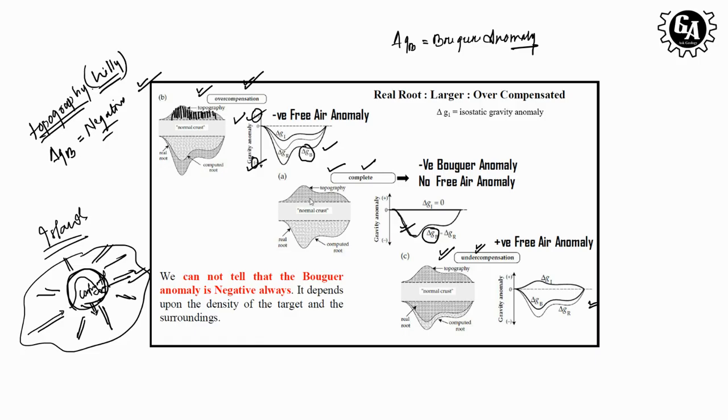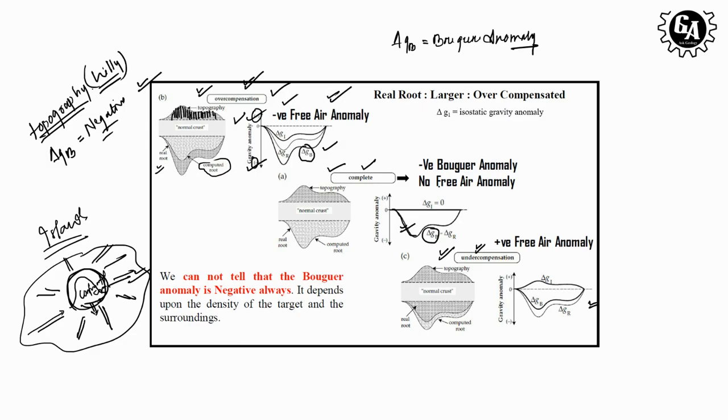OK, in this case, what is happening in overcompensation? Your free-air anomaly is negative, because of the computed root and the real root: the real root is present at a deeper depth, but the computed root is present at a shallower depth compared to the real root. So we are having a mass loss, or a difference in the root thickness, and that is represented by your negative free-air anomaly.